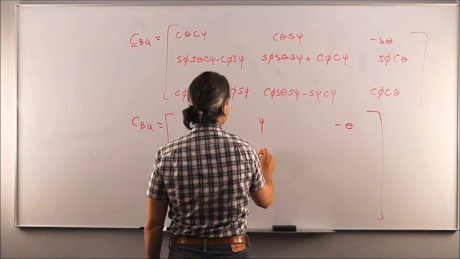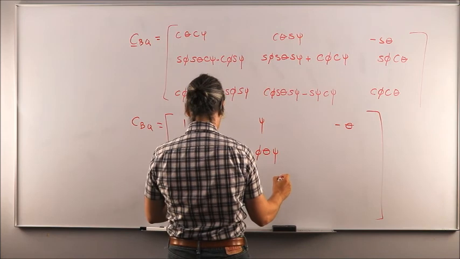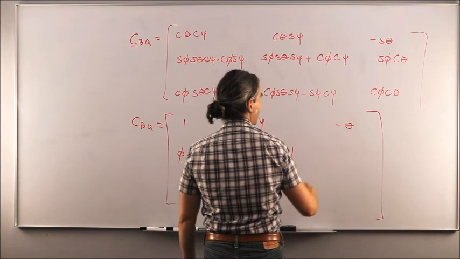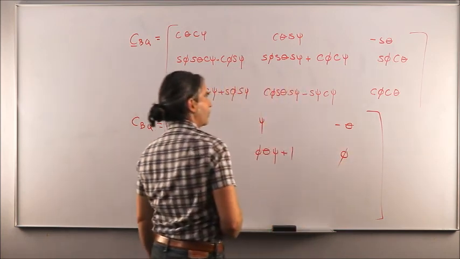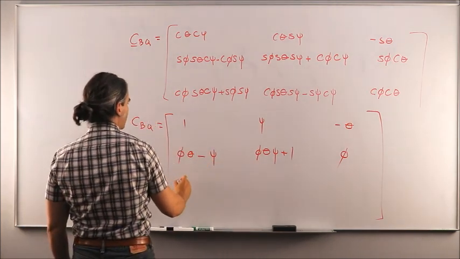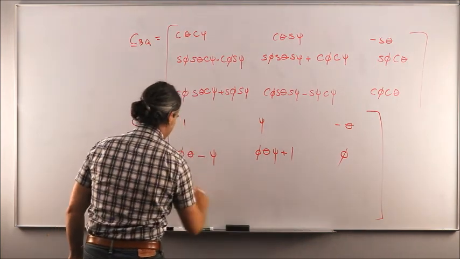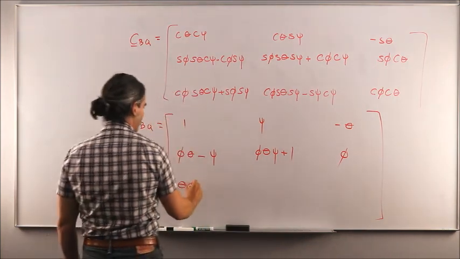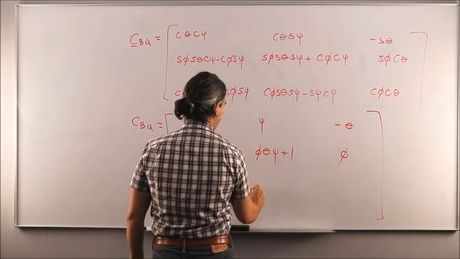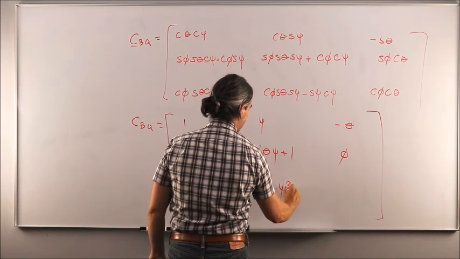Sine, sine, sine, I mean this, this, this, plus cos, cos, so plus 1, and that would be roll angle for second row, third column entry. Here we would get pitch. Pitch plus roll yaw. Pitch yaw minus yaw.